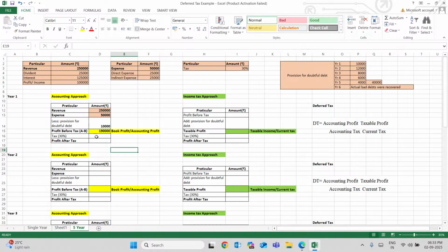And what will be the tax on it? So here we are gonna calculate the tax. The tax will be of 57,000, right? So what the profit after tax will be our 1,33,000. But this was according to the accounting approach. But if we use the income approach here, what we can see is we have a profit before tax that was 1,90,000. We will copy it. We'll paste it right here.